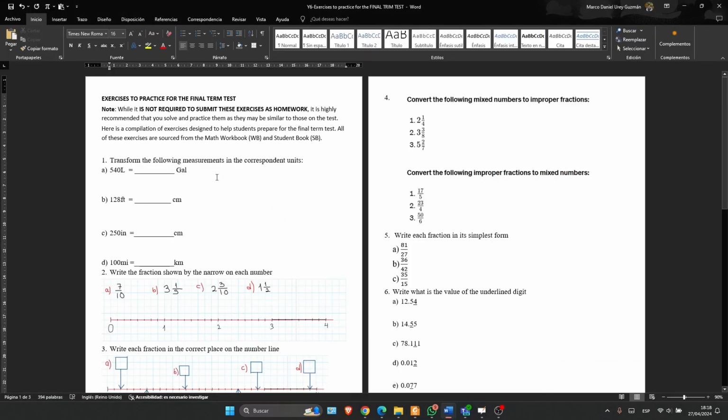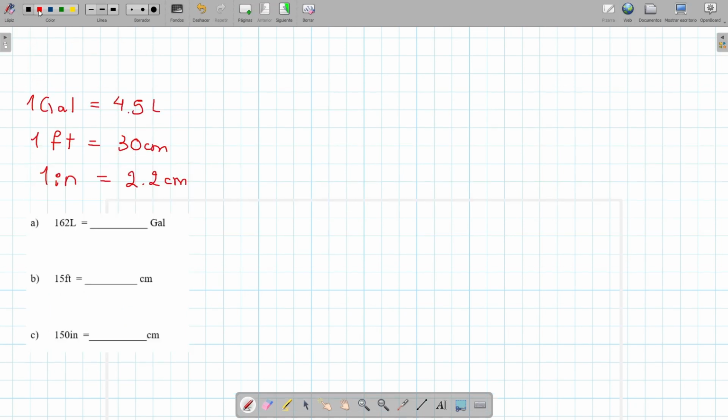As you can see, the first exercise is to transform the following measurements into another kind of units. We have, for example, liters into gallons, feet into centimeters, inches to centimeters, etc. I have to point out that in the test, these conversion factors will be visible for the student, so you don't have to learn them by heart.